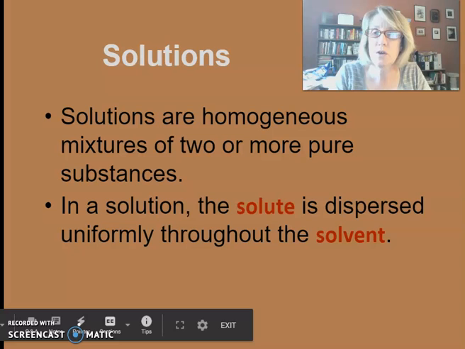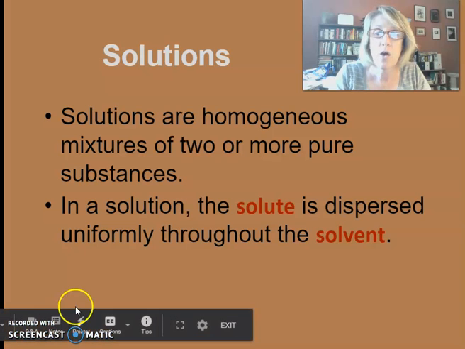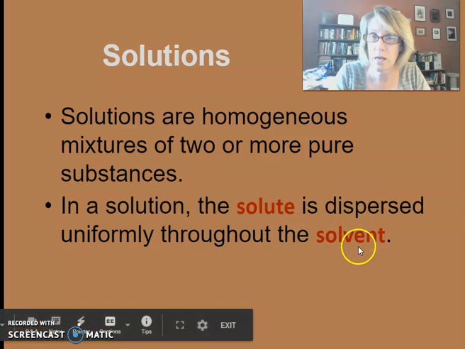Okay, so let's just review a little bit. You may remember that solutions are homogeneous mixtures. Remember, homogeneous means the same. So they're homogeneous mixtures of two or more pure substances. That means the substances disperse evenly throughout. And then we have two words that we use to describe this. The solute is what's being dissolved, and the solvent is doing the dissolving. So if I were to add table salt to water, the table salt would dissolve. The salt would be the solute, and it would dissolve in the water, which would be the solvent.